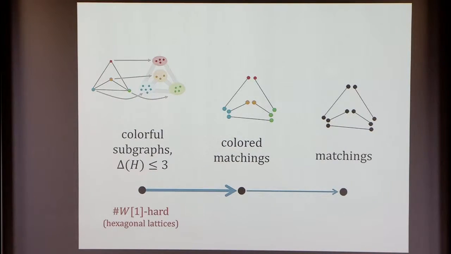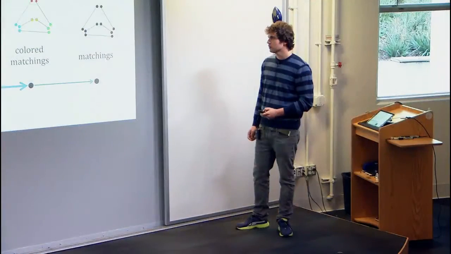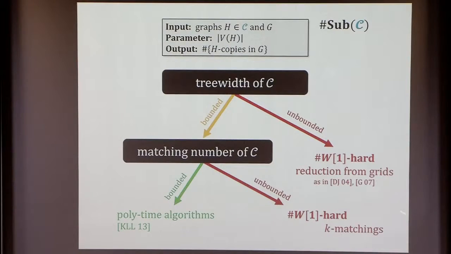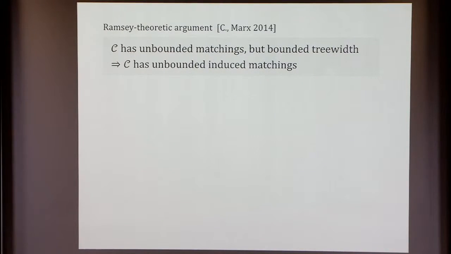Okay, so this concludes the hardness proof for K matchings. So we have sharp W1 hardness of K matchings now. What we now need is a reduction from counting K matchings to this general subgraph problem. And what we're using for this is some Ramsey theoretic argument, which shows that whenever you have a graph class that has a bounded tree width but unbounded matchings, then you can actually see that this class has unbounded induced matchings.